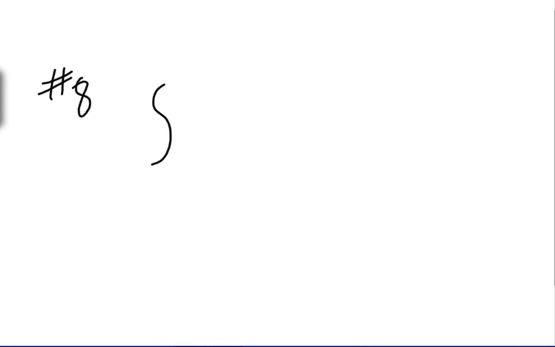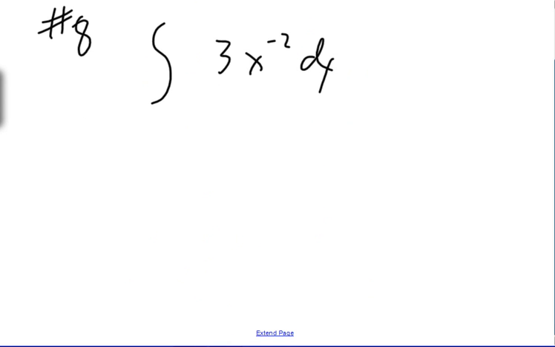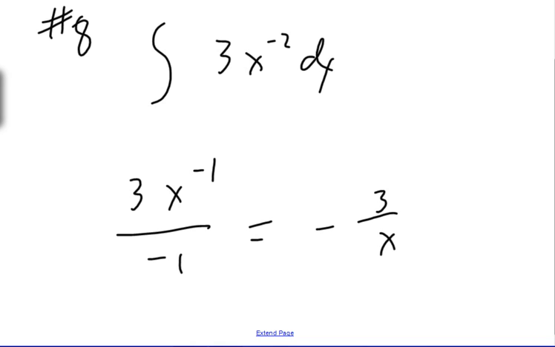All right, so I got integral 3x to the minus 2 dx. I wouldn't leave it in the form it is because I don't have a way to solve it in that form. But in this form I can solve it. 3x to the minus 1 divided by minus 1. Minus 3 over x, plus c.